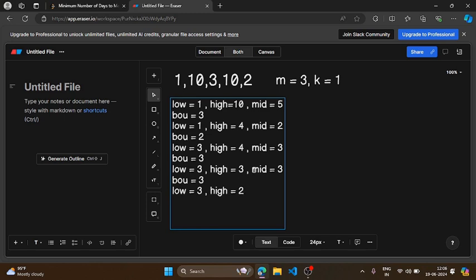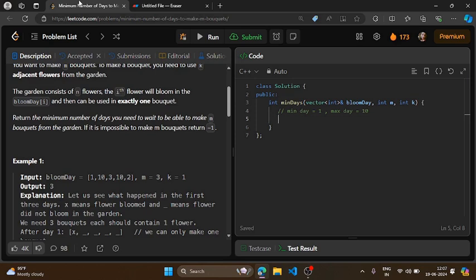Now once you find that your high has become less than low, then you have to stop the computation, and you basically find out your answer, the minimum possible day when you could make m bouquets, right? So this is going to be our approach. So let's try to code it now.